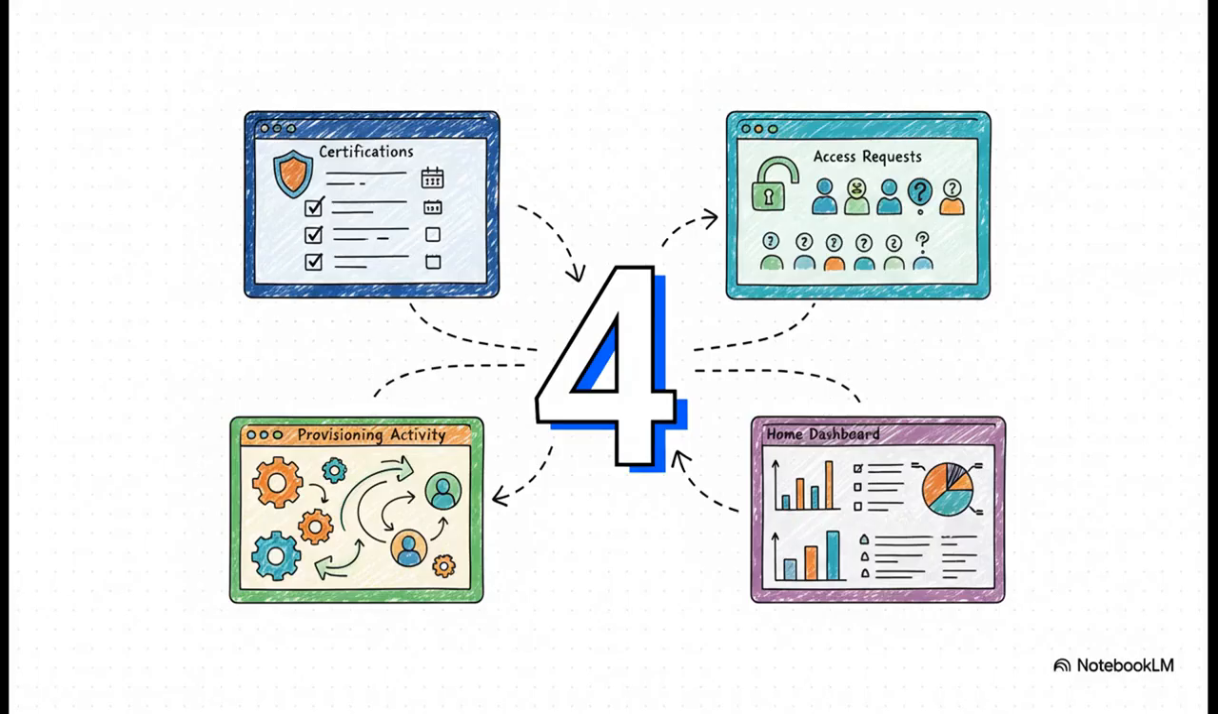In just a few clicks, boom, you've built a custom command center focused on exactly what you need to keep an eye on. But here's a number I want you to burn into your brain. 4. That's right, 4. On top of your main home dashboard, you can create up to 4 custom personal dashboards. And this is huge. It means you can have a dedicated view for certifications, another one just for access requests, maybe a third just to watch provisioning. It's all about creating focus.